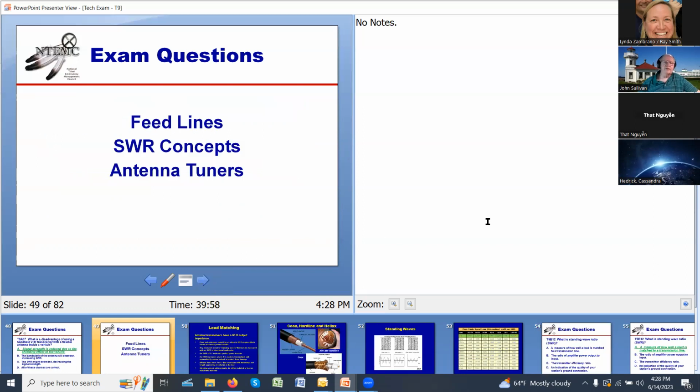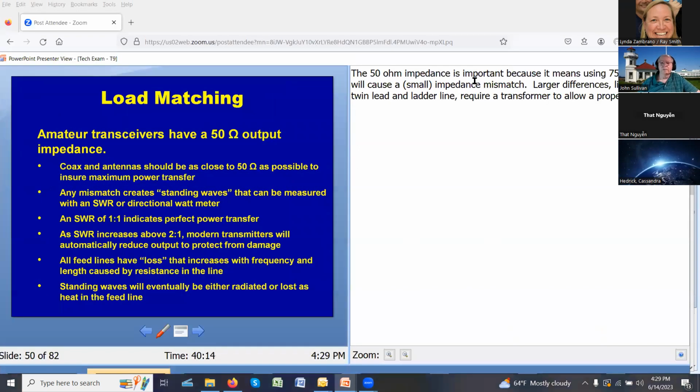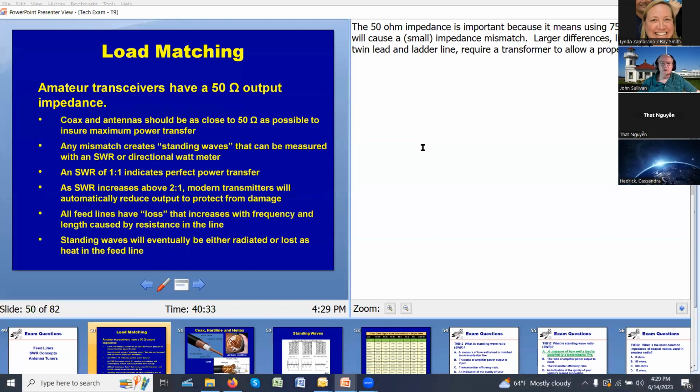Moving into our next subtopic, we're going to talk about feed lines, SWR, and antenna tuners. Amateur radio transceivers have a 50 ohm impedance output. This is important because it's different from some other uses. The coax cable for your TV system is not 50 ohms, it's 75 ohms, so it would be a mismatch with an amateur radio. You want your coax and antennas to be as close to 50 ohms as possible to ensure the best transfer of power.